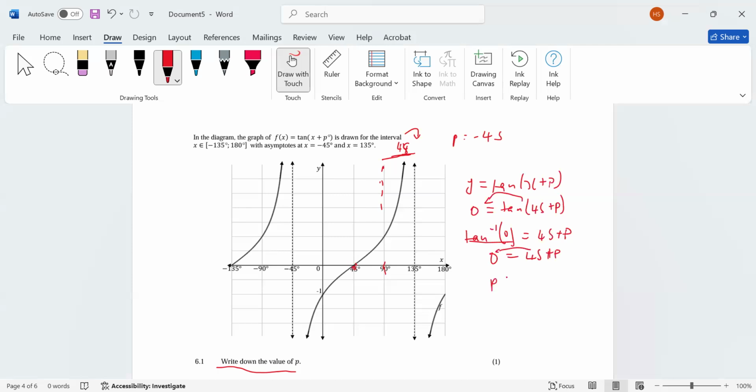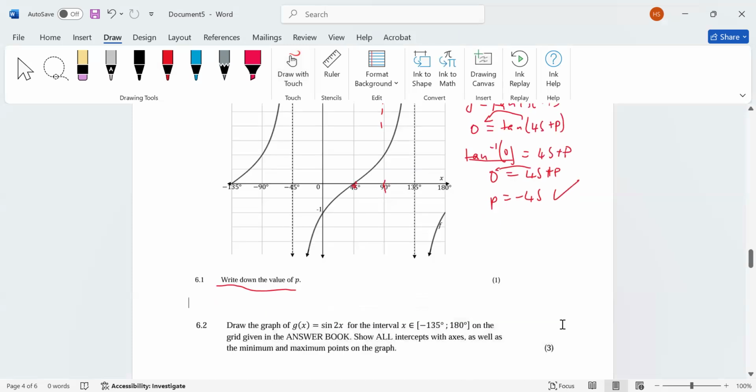So p is minus 45, because I'm looking at the marks here. But sometimes if you're not sure, do this one. This one is best, because you won't make a mistake. So yes, okay, let's look at the second one then.